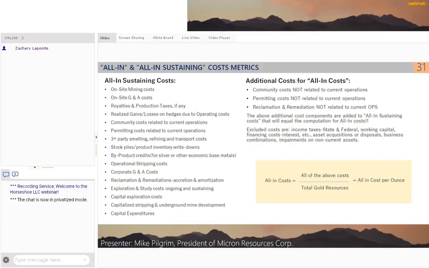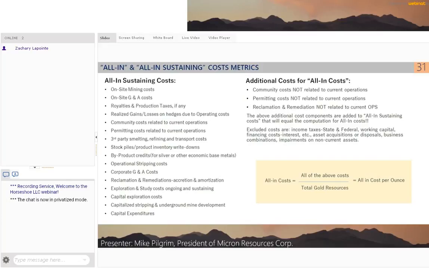That's in the all-sustaining cost. But for an all-in cost, it includes community costs not related to current operations. That could be, again, primarily the foreign sector, and permitting costs not related to current operations. That would be things like, with regard not to direct current operations, but like we have dust out here. So we have to worry about dust containment. We have to worry about the water, any water that falls, nothing gets on the ground. We have to deal with those issues. Reclamation and remediation costs not related to current operation costs, which is additional cost. Those all are included in all-in cost.